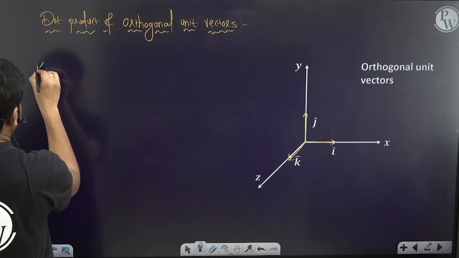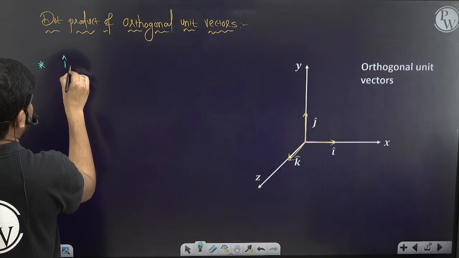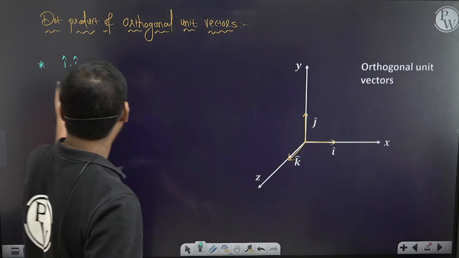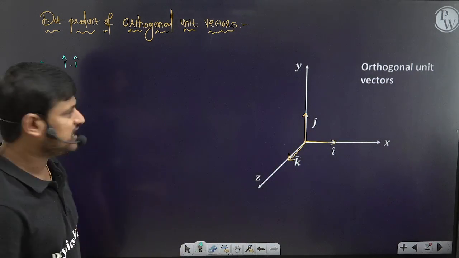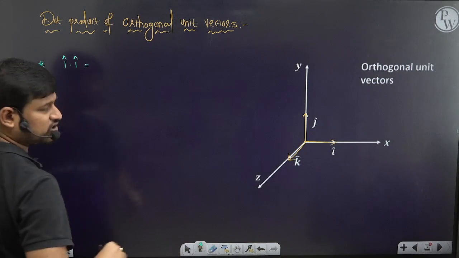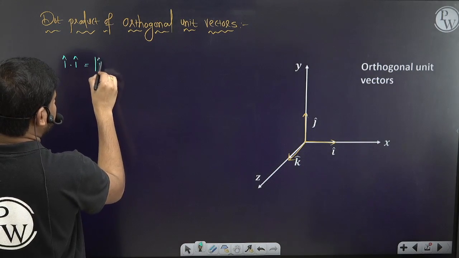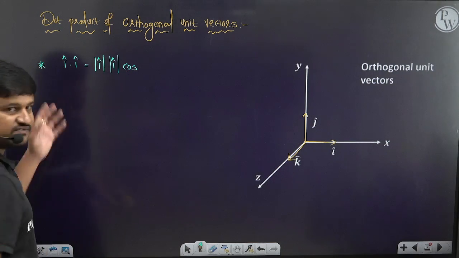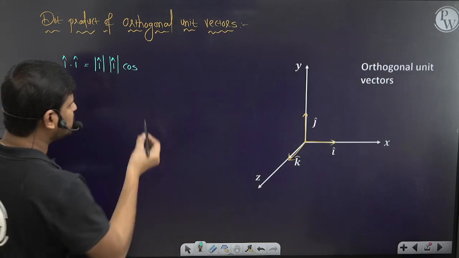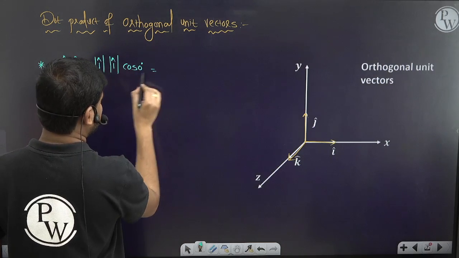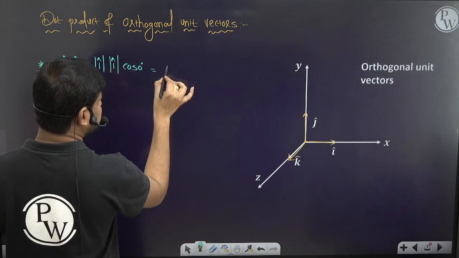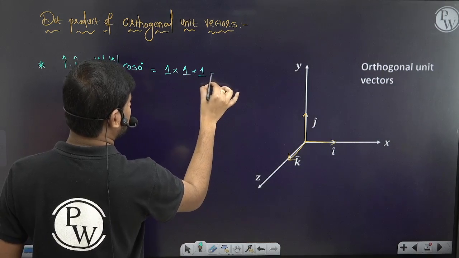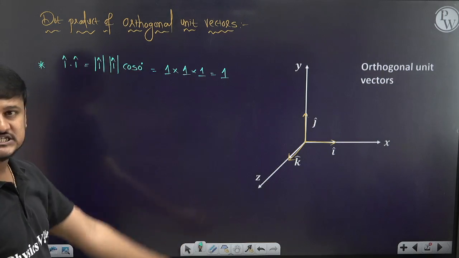First, see here, i dot i. When you multiply i with i, the dot product of i dot i is the magnitude of i into the magnitude of i into cos of the angle between the vectors. Between i and i, the angle is going to be 0, yes or no? The magnitude of a unit vector is 1, and again the magnitude of a unit vector is 1. Cos 0 is 1. So I can simply say i dot i is equal to 1.